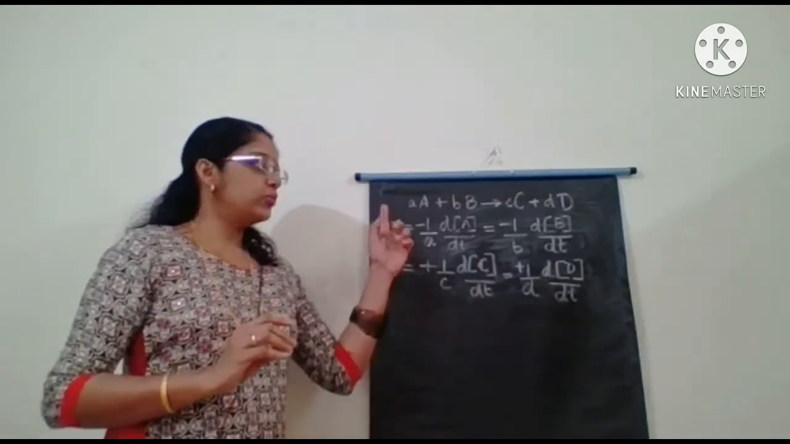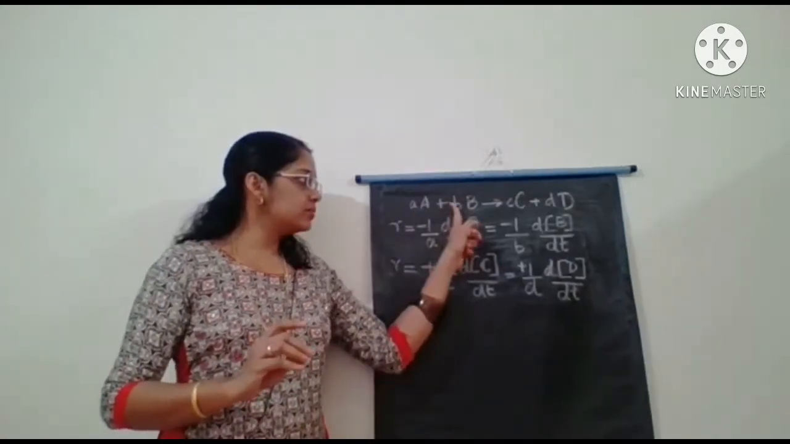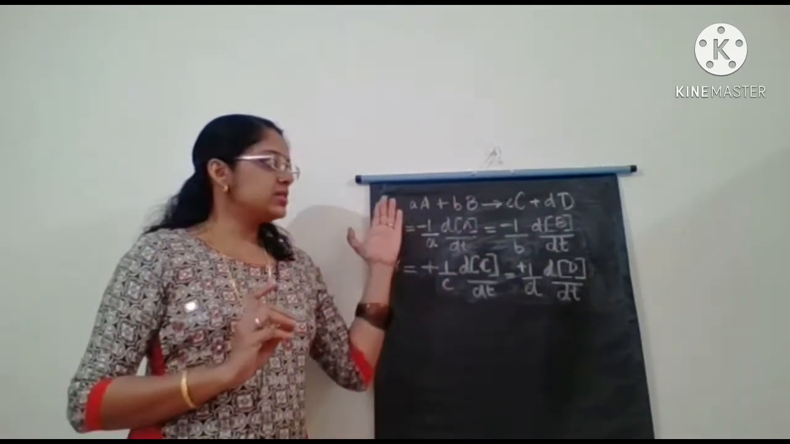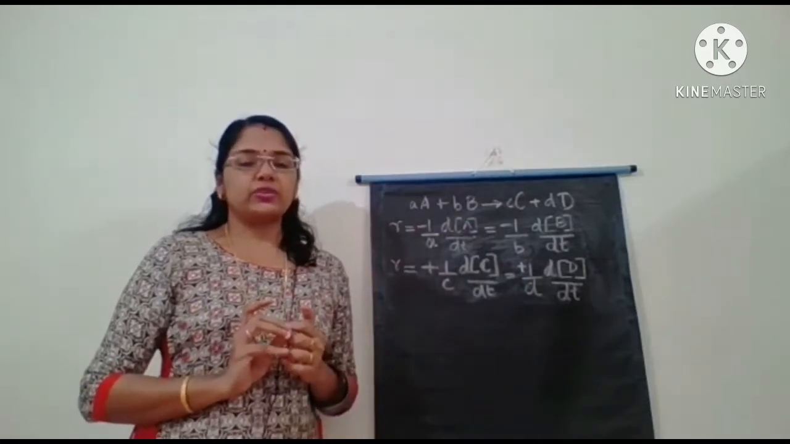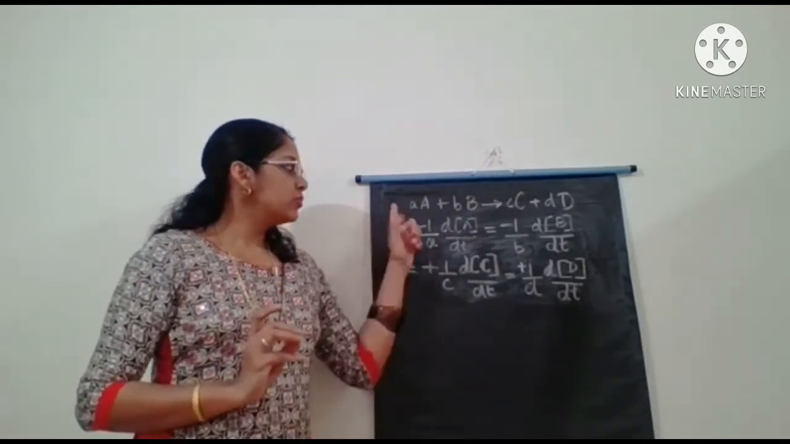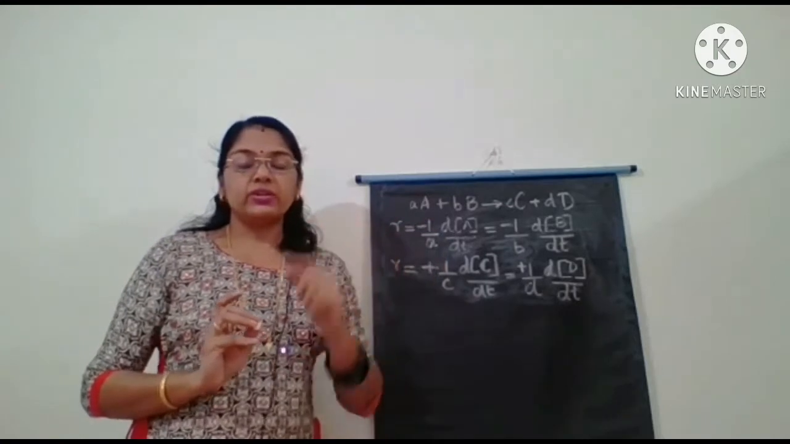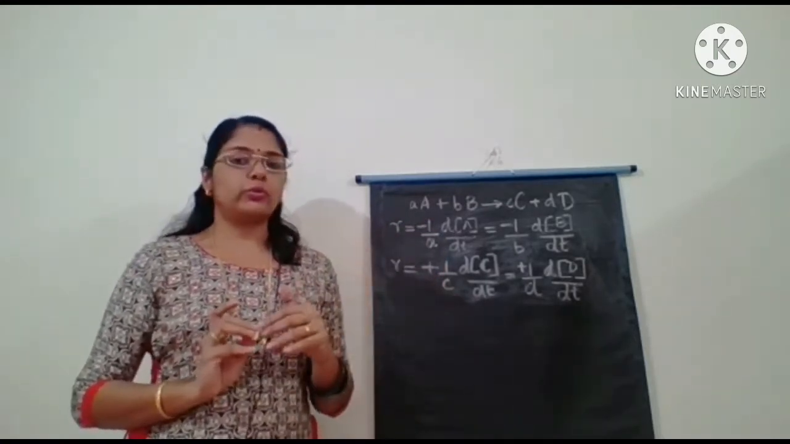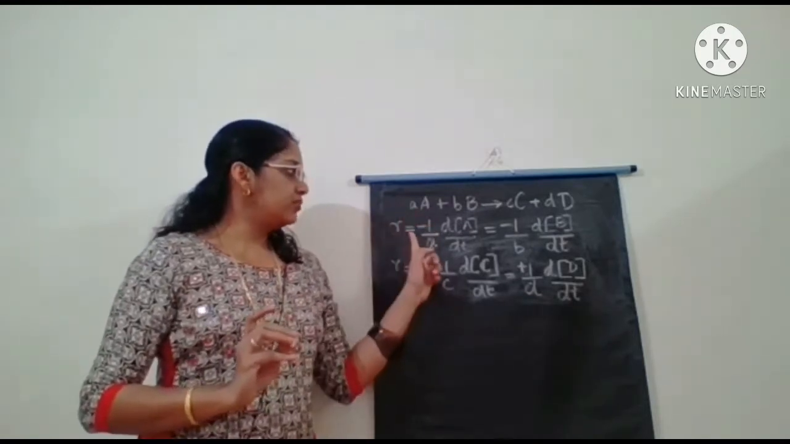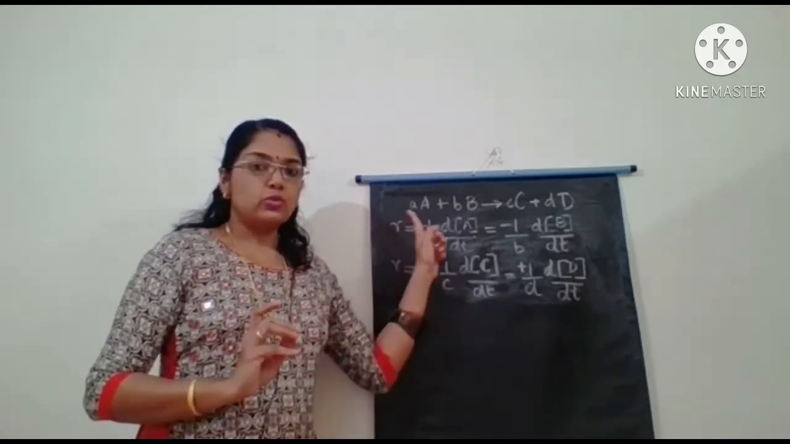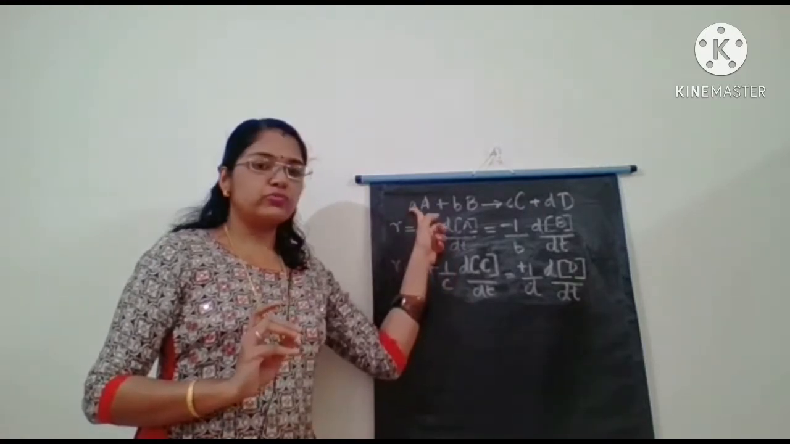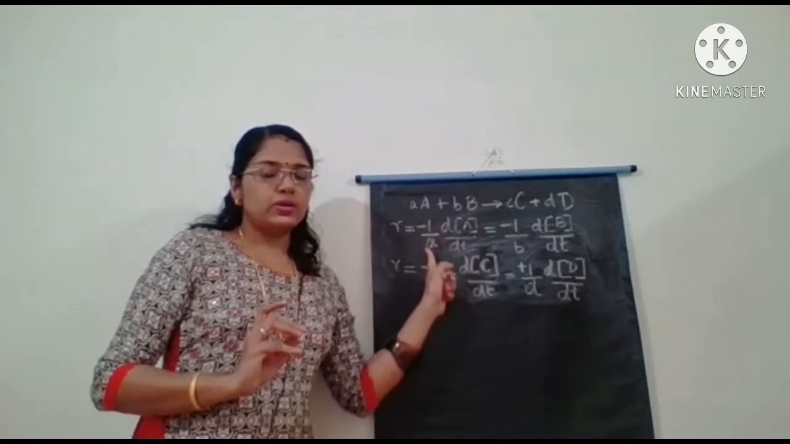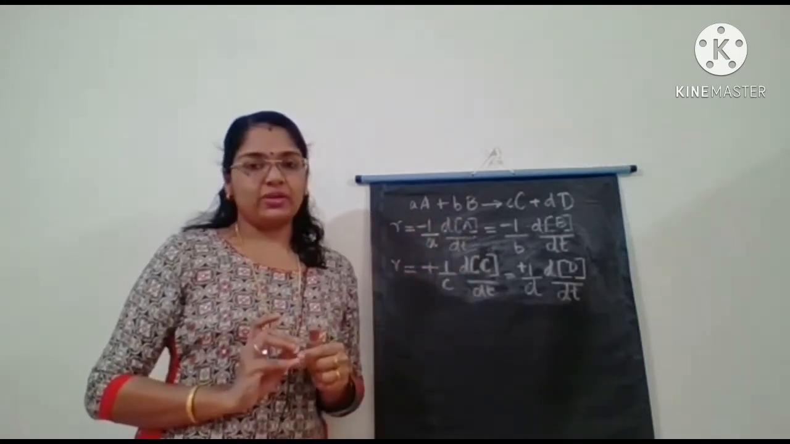So consider this hypothetical reaction, that is, aA plus bB gives cC plus dD. In this reaction, let us look at how to represent the instantaneous rate of the chemical reaction. We already discussed that the rate of a chemical reaction can be expressed in terms of the concentration of reactant or product. So in terms of reactant, we can express rate is equal to minus 1 by a. Here there is a coefficient, so we have to divide by the coefficient. That is, rate is equal to minus 1 by a, the concentration of A divided by dt.